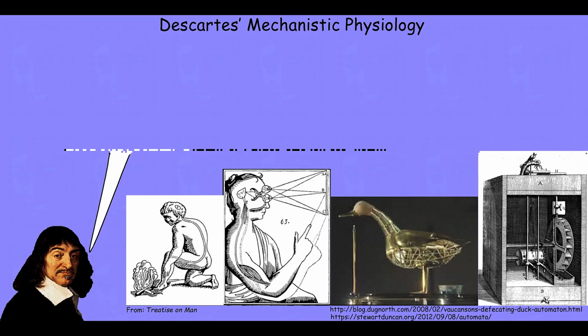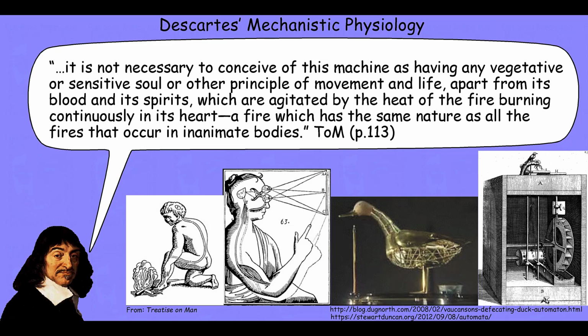Now, one might wonder what it was that powered all this hydraulic action. It wasn't, of course, little water wheels turning inside the body, but it wasn't that much more plausible, really. We see the mechanism explicated, which explains both bodily motion and, according to Descartes, the circulation of the blood, on page 113 of Treatise on Man, where Descartes tells us it is not necessary to conceive of this machine as having any vegetative or sensitive soul or other principle of movement and life apart from its blood and its spirits, which are agitated by the heat of the fire burning continuously in its heart, a fire which has the same nature as all fires that occur in inanimate bodies.